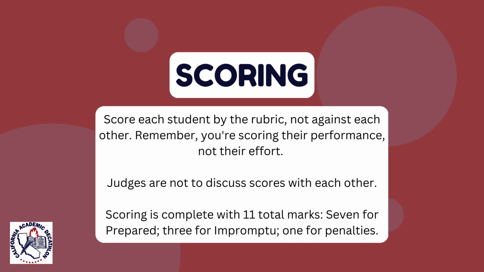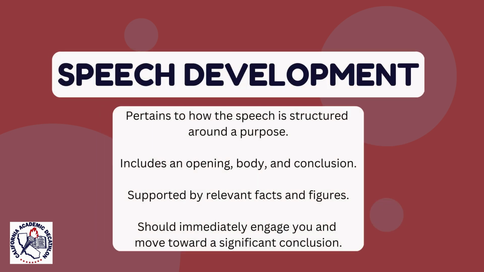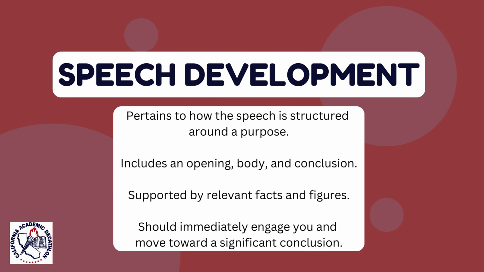On your speech evaluation form, you should have 11 total marks when you are done: 7 for the prepared, 3 for the impromptu, and 1 mark for speech penalties. The speech development pertains to how the speech is structured around a purpose and includes an opening, body, and conclusion. It is supported by relevant examples, facts, and figures delivered with ease that they blend into the framework of the speech. It should immediately engage you and move toward a significant conclusion.